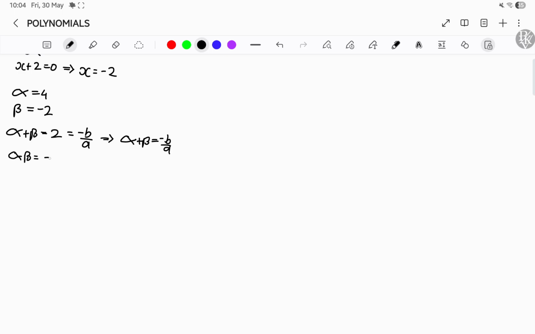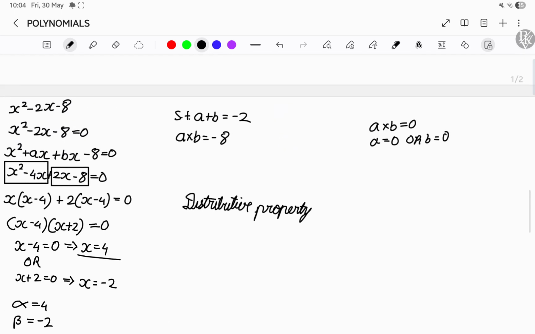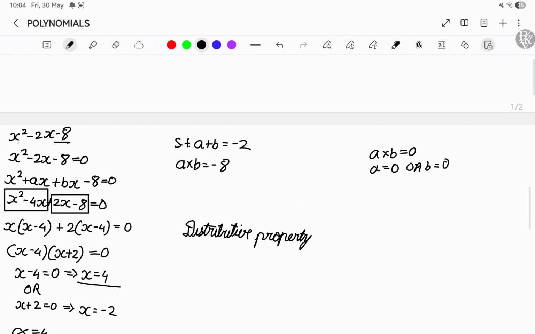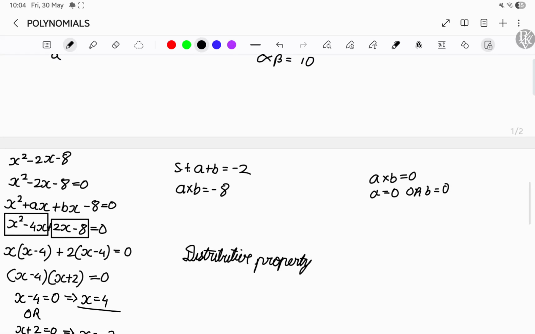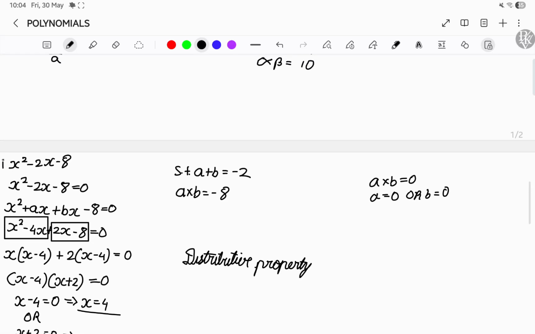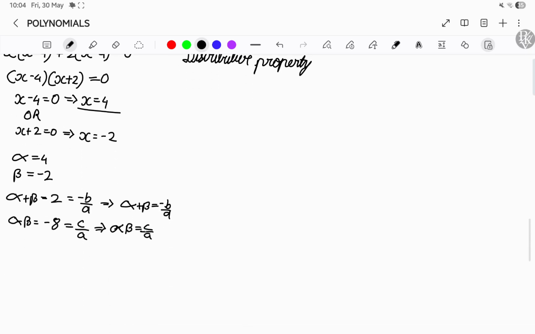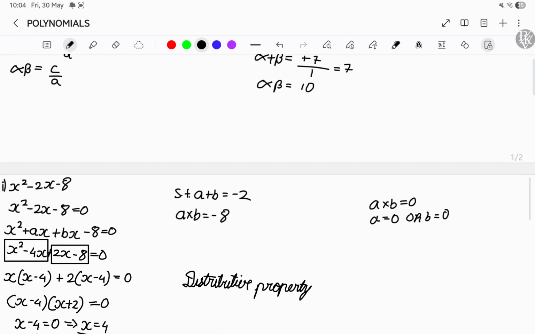Alpha beta, that is minus 8, will be equal to c by a. Why? Because we have minus 8 by 1. So that means alpha beta equal to c by a. This is the method of doing this. So you find the zeros and then you equate them and see if they match minus b by a and c by a.